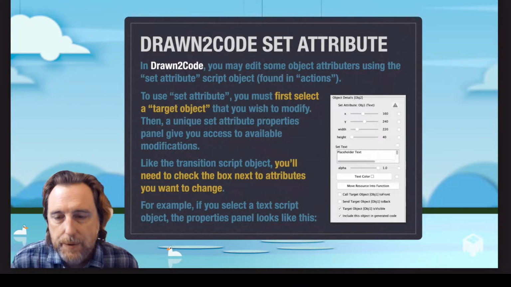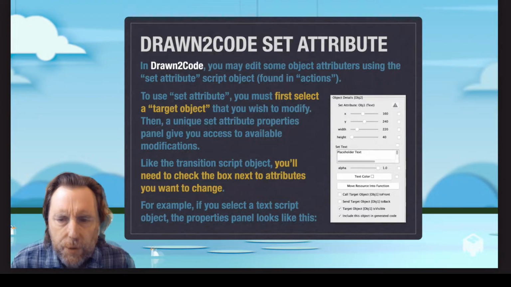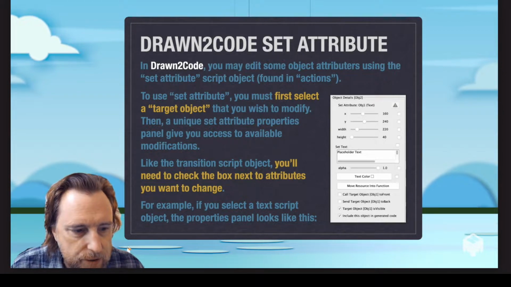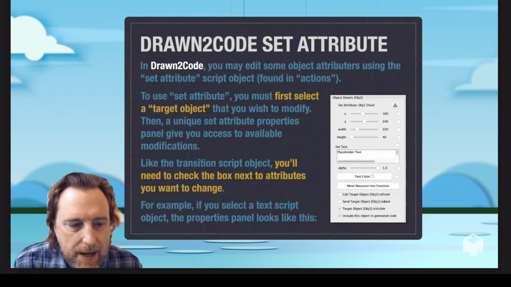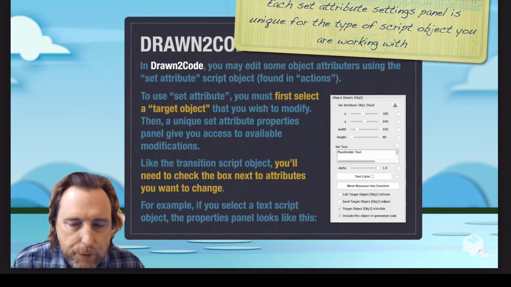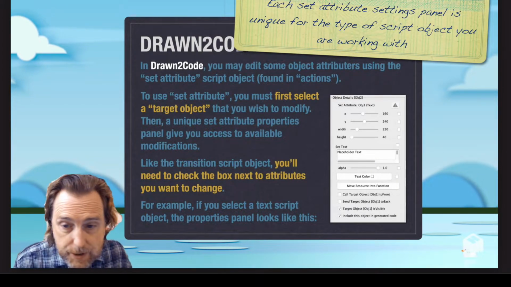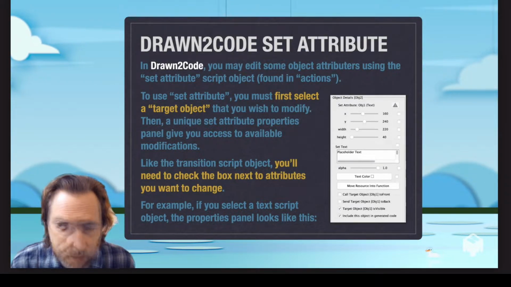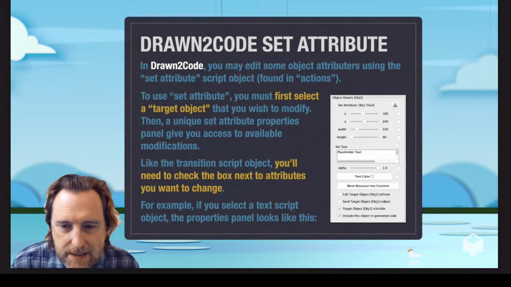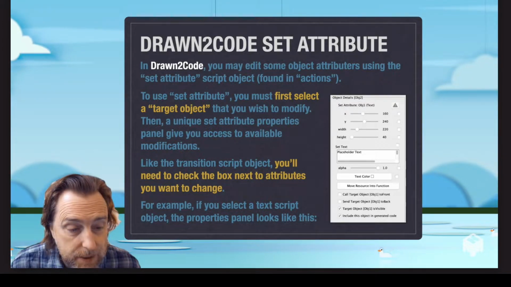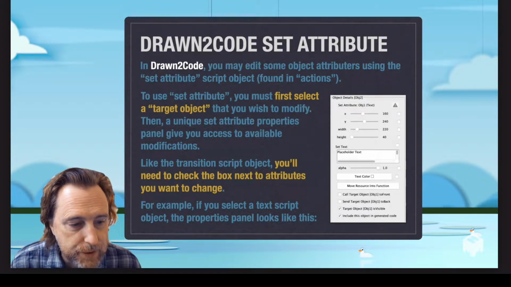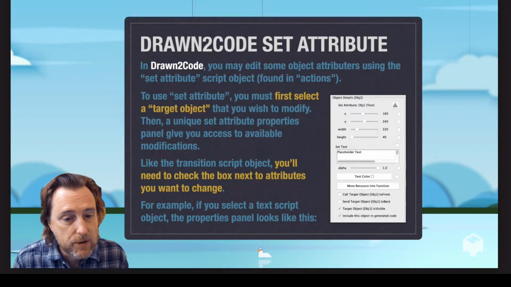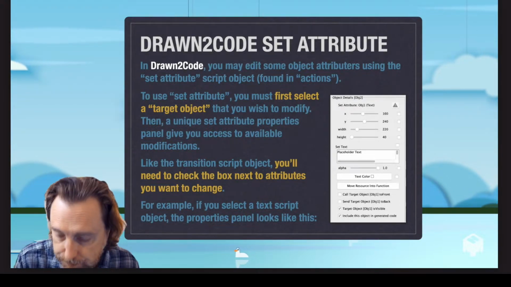Like the transition script object we looked at last time or the time before, you'll need to make the adjustments you want in the settings panel and then check the checkbox next to the setting that you want the set attribute to modify. So for example, if you had a text display object and you wanted to make changes to it using set attribute, here's the settings panel that you would see. So you've got access to x, y, width, height, text, alpha, and text color to easily modify, and then to place that set attribute script object in your stack wherever you need it. That is, where you want the change to occur or when you want the change to occur.